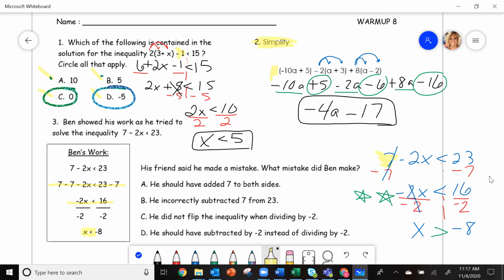That's the mistake. Look right here. He did not flip the sign when dividing by negative 2. This would be our answer. And a lot of times on your tests, if they're looking for the mistake, that's the one they're going to use in their questions.